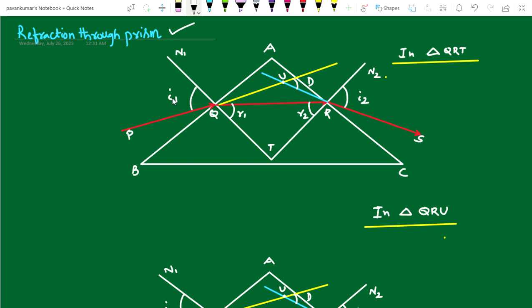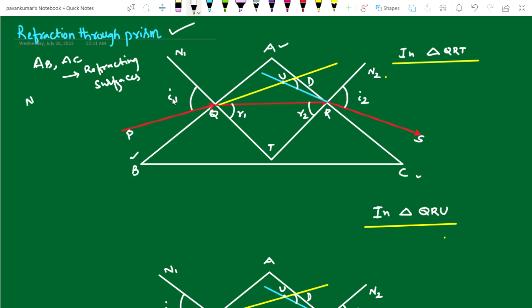So the three planes are AB, BC and CA. Here AB and AC are called refracting surfaces.